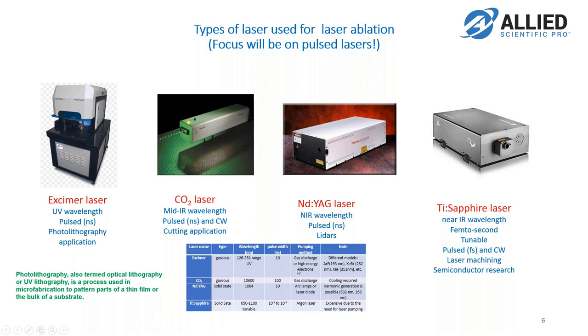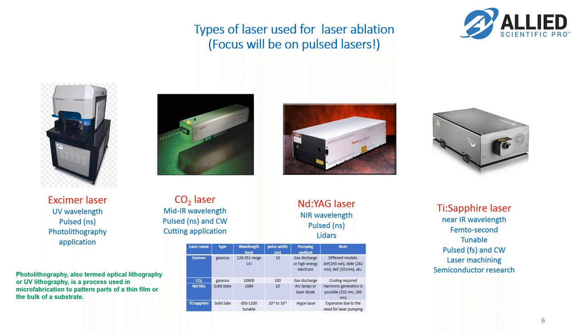CO2 lasers in the mid-infrared, with wavelengths of 10.6 micron, are also very popular for ablation and cleaning. In fact, for laser cutting, CO2 lasers have been used for many years. For cleaning also, as I'll describe, they have a lot of applications. These lasers are gaseous lasers. Their pulse width is about 100 nanoseconds, and they require cooling. Their pumping method is gas discharge. You can use them both in CW and pulse, but there are a lot of CW CO2 lasers available. Next one is the very popular neodymium YAG laser, near infrared at 1.06 micron.